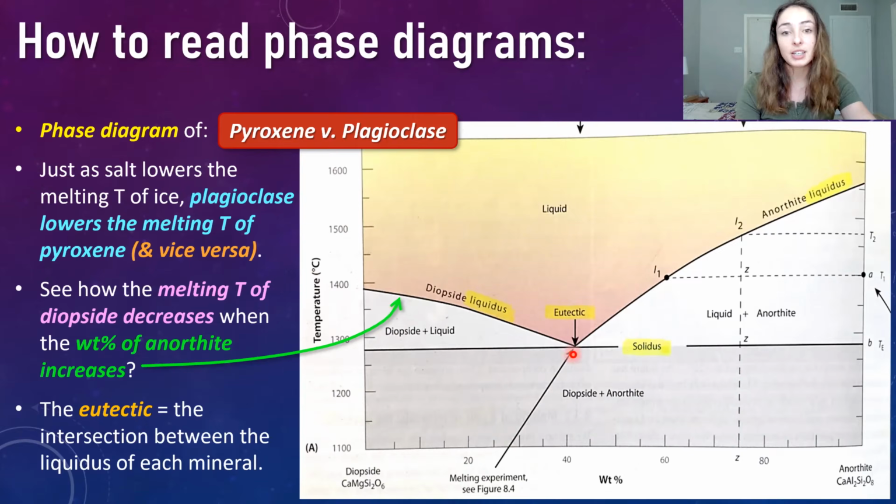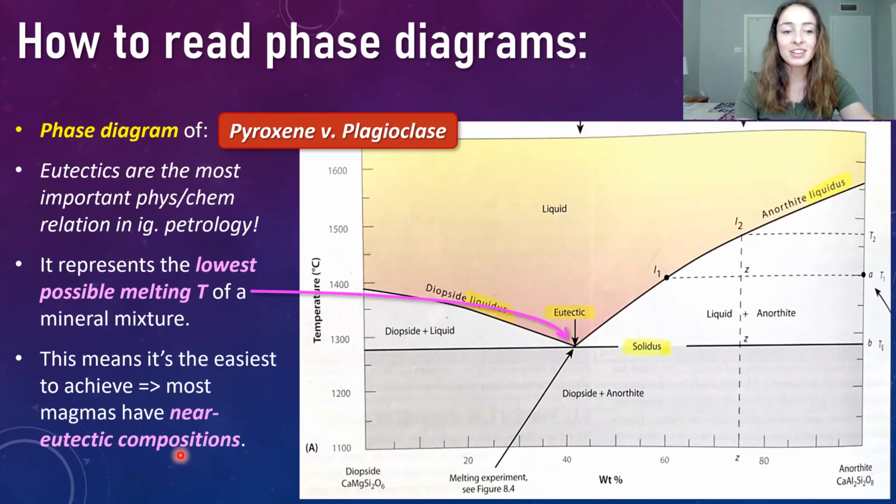That brings us to the eutectic. The eutectic is really important. It's the intersection between the liquiduses of each mineral. And this intersection marks the lowest possible melting temperature, or the composition mixture that marks the lowest possible melting temperature of a mixture of minerals. So AKA, it's the easiest mixture of those two minerals to achieve. So in this case, the eutectic is around 40 weight percent anorthite and 60 weight percent diopside.